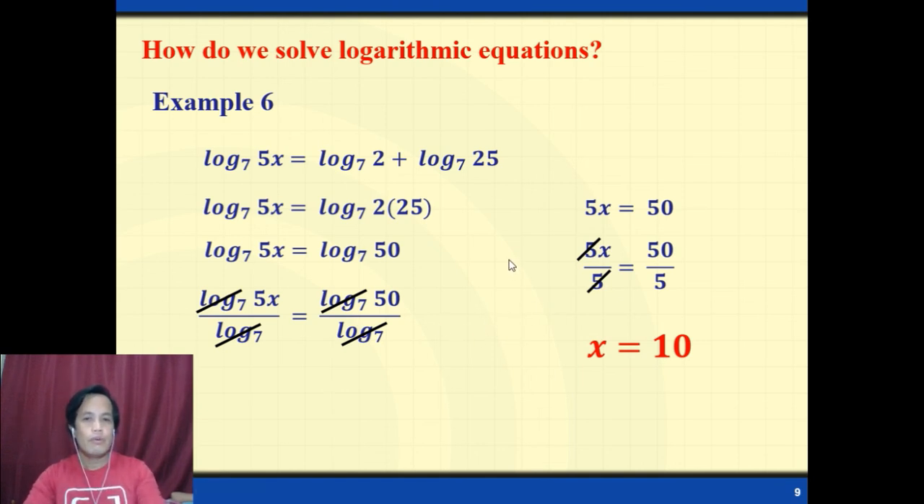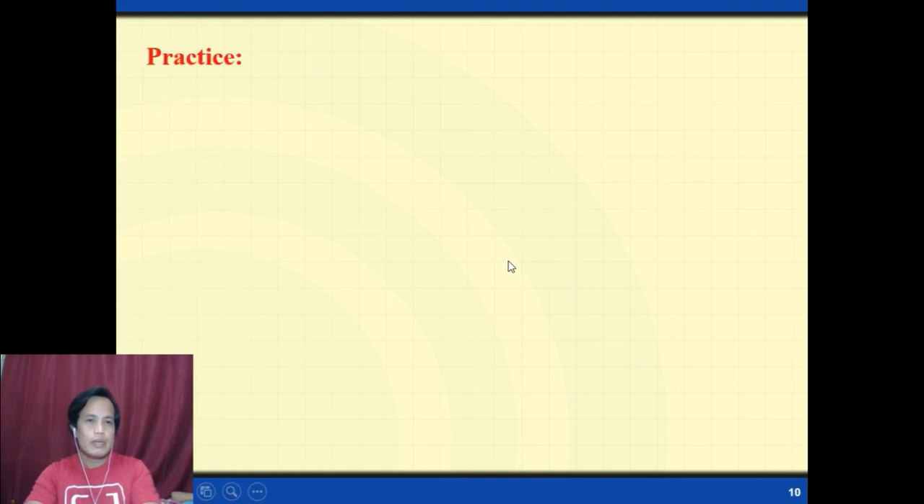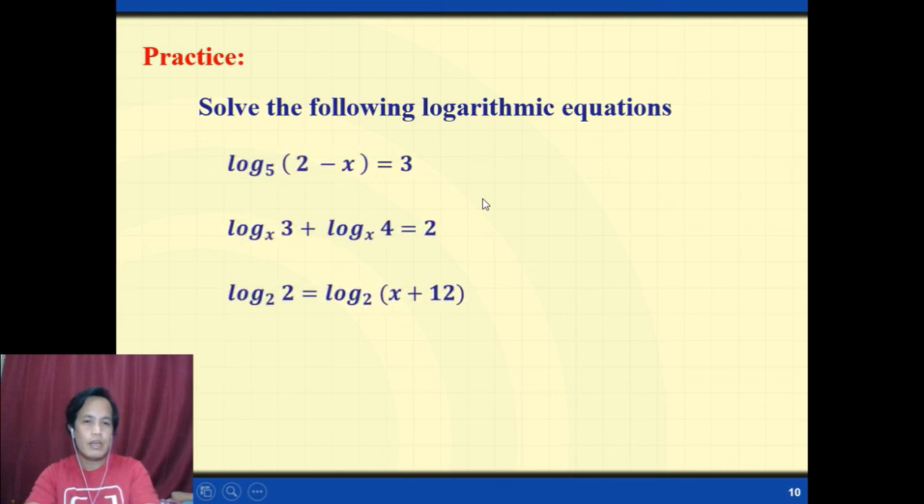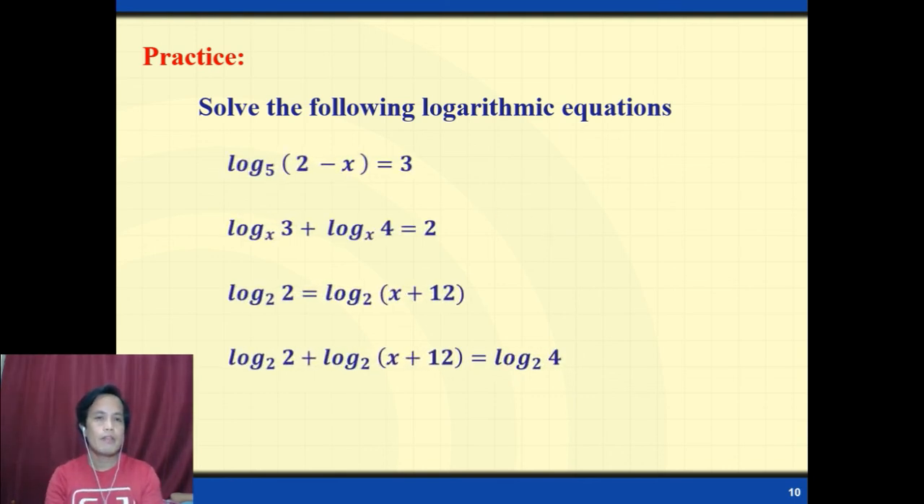So before I go, do this practice exercise first. So solve the following logarithmic equations. 1, 2, 3, and 4. So try answering these examples. Go back to the examples that I have presented that is similar to these examples here.